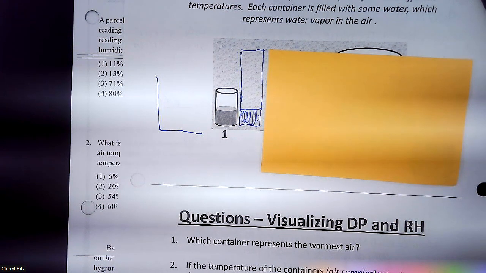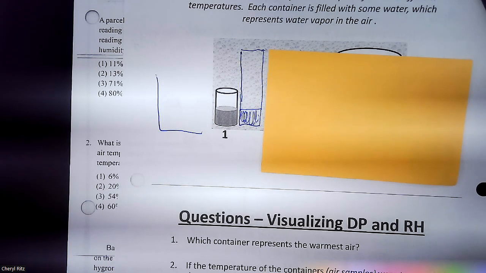In the mornings, what's happening in the morning? What do we know about the air temperature in the morning? Colder. So if it's colder and there's that much water, it's 50% humidity. But then what happens in the afternoon? It gets warmer. Does the amount of water in the air change? No, but now it's less full.